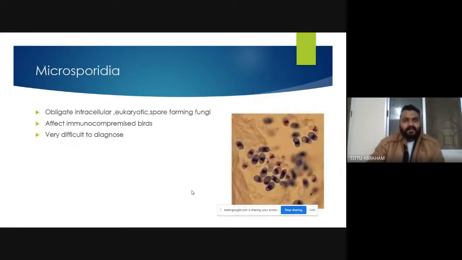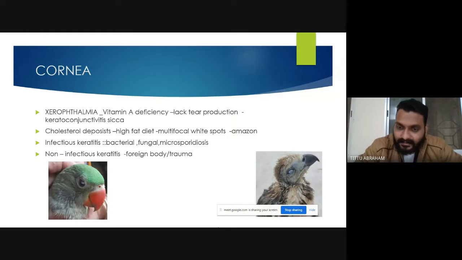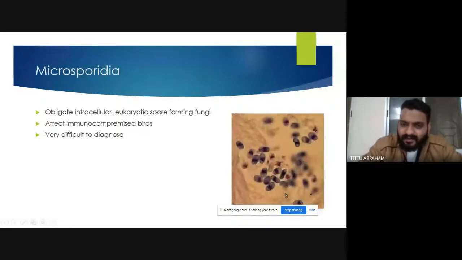Next is Microsporidiosis. It's also a fungal infection, especially in birds that are already infected with viral or other infections, because it affects only immunocompromised birds. So it is an obligate intracellular parasite that is eukaryotic and spore forming. You can see this organism here. These are not commonly affected, but I just want you to know that these are there.